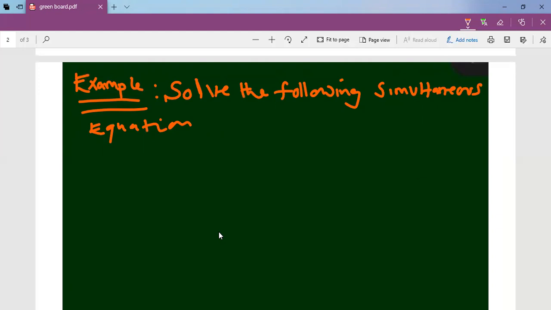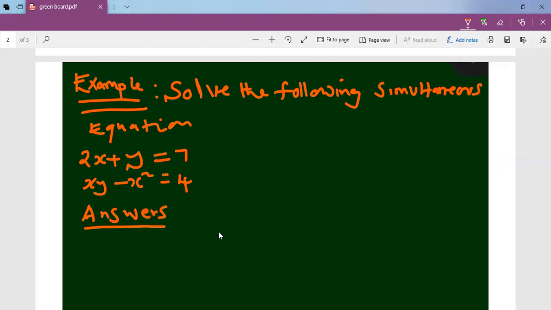So what are the equations? 2x plus y is equal to 7, and xy minus x squared is equal to 4. Okay, so how do we solve? Let's take our time to work out this one.